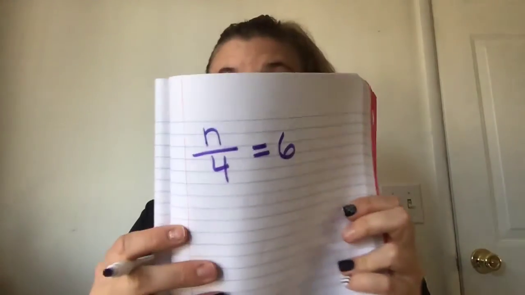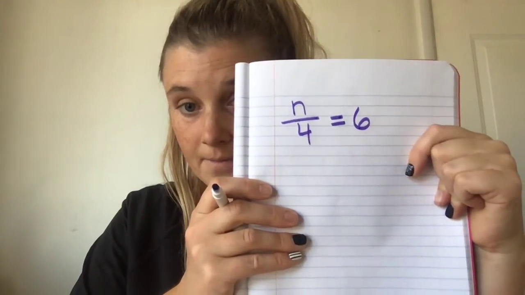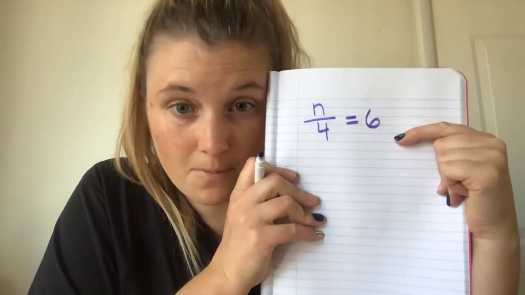Okay, now what if we have this? Grab your journal. I want you to write this down in your journal, okay? What if we have n divided by 4 equals 6? Okay. We're trying to find out what this n is. Pause me, see if you can figure it out.